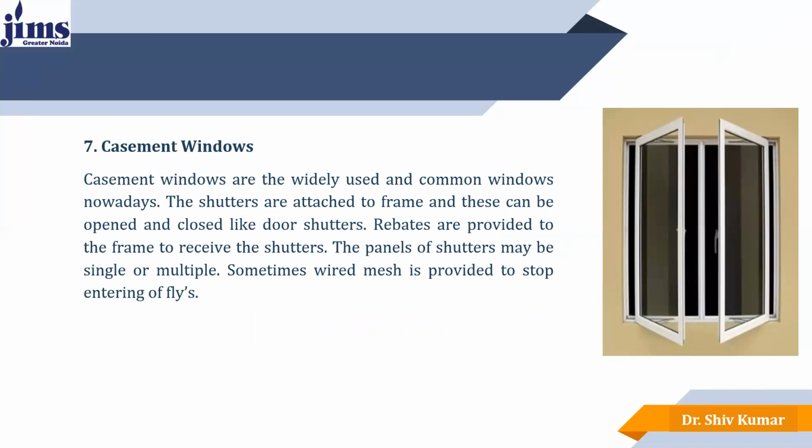Now, the casement windows. The casement windows are generally provided in rooms. The shutters are attached to a frame. These can be opened or closed like door shutters. Rivets are provided to the frame to receive the shutter. Here you can see that these are fixed at the top and the bottom by the pivot. The panel of shutters may be single or multiple. Sometimes wire mesh is provided to stop the entry of flies, mosquitoes, and other insects.